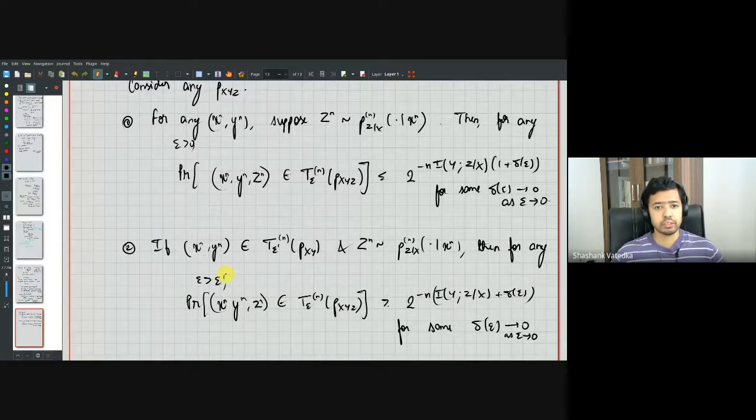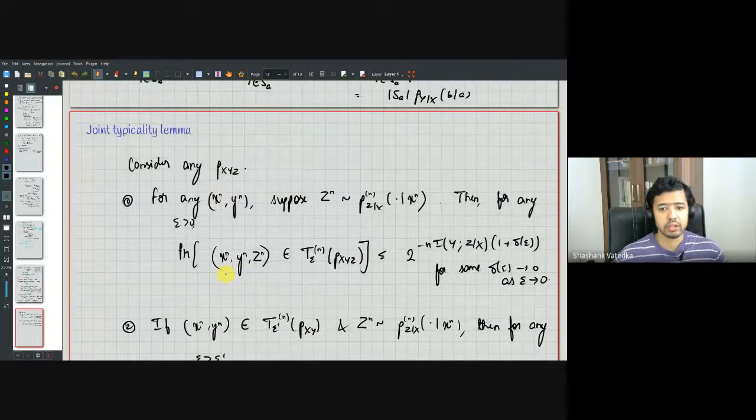So suppose you look at three random variables, X, Y, and Z. You take any two sequences x^n and y^n, and we know that if we draw z^n according to p(z|x,y), IID, then if x^n and y^n are typical, then x^n, y^n, and z^n are also going to be jointly typical.